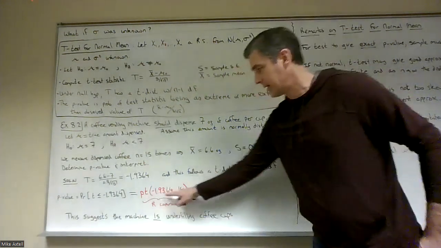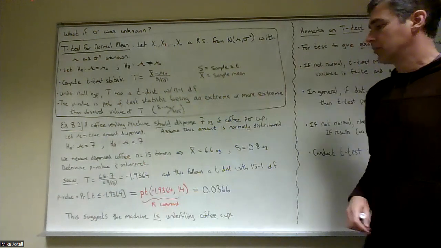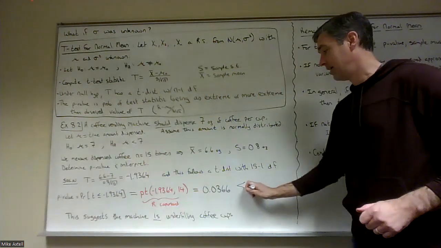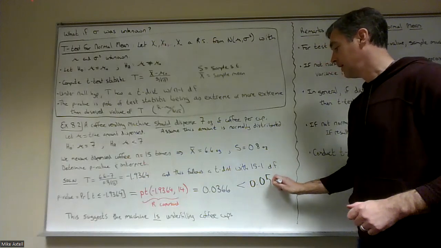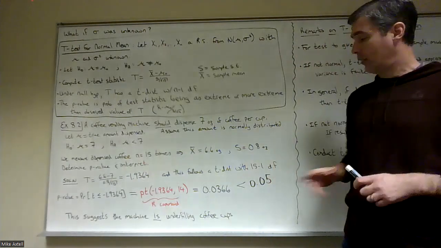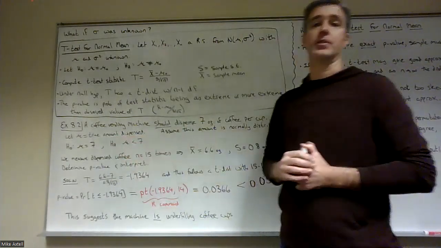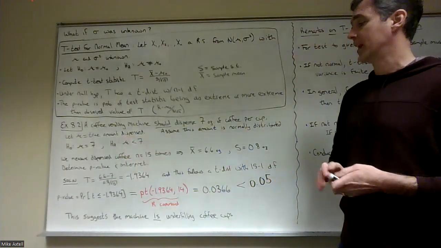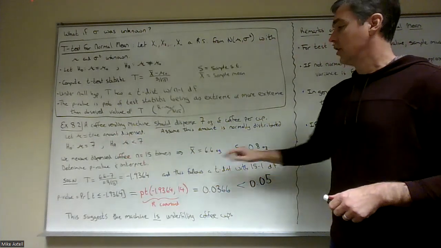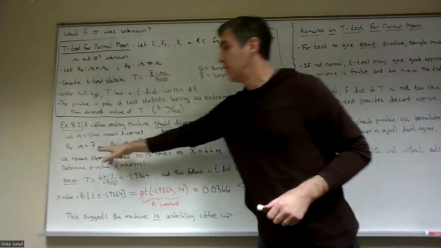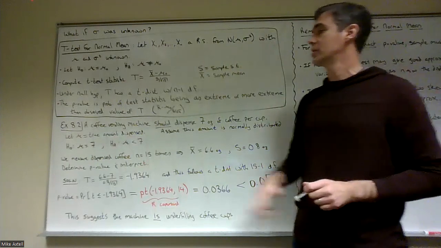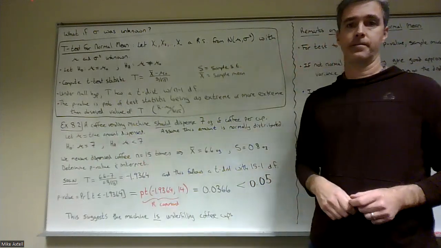So that is what I typed into R, and I got 0.0366. That's less than 0.05, so that suggests the machine is underfilling the coffee cups. I will reject my null hypothesis, okay, because this is saying there's about a 3.6% chance that this data occurs by chance if the null hypothesis is correct. That seems unlikely, so let's go with the alternate hypothesis.